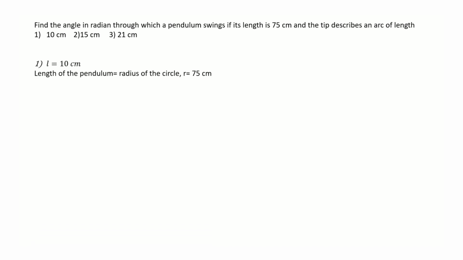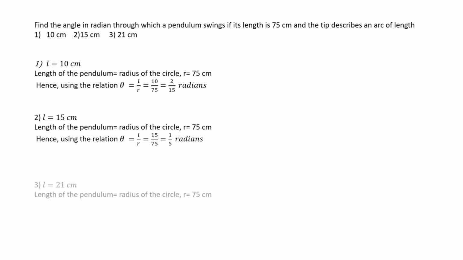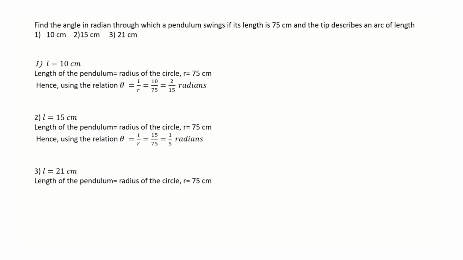So we have when L is equal to 10 centimeter, radius of the circle is 75 centimeter. Using the relation theta is equal to L by r, we'll get 2 by 15 radians. Similarly, for the second sub question, L is equal to 15, r is equal to 75. So using the relation theta is equal to L by r, we get theta is equal to 1 by 5 radians. Similarly, when L is equal to 21 centimeters, we get theta is equal to 7 by 25 radians.